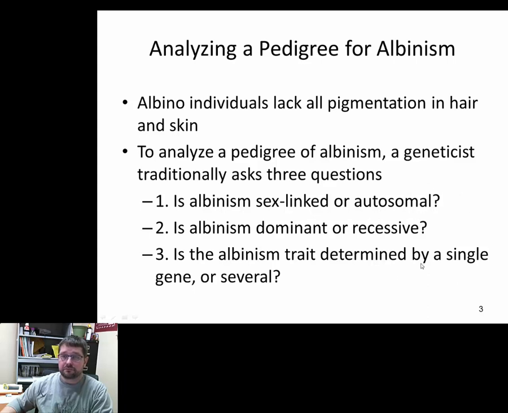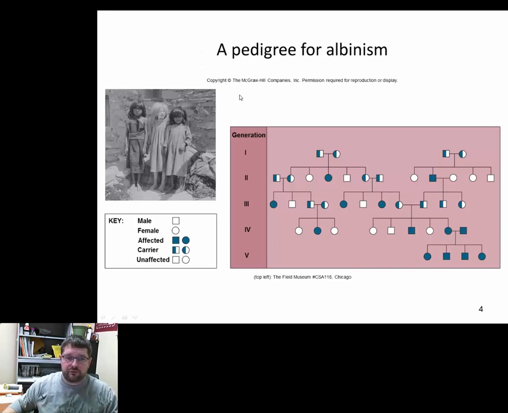Is it autosomal? Is it dominant? Is it recessive? Okay. Is it a single gene or several genes? And we're going to try to figure those out. So those are the three main questions that we're often interested in when we look at a pedigree, trying to figure them out.